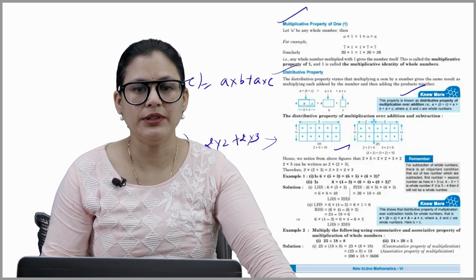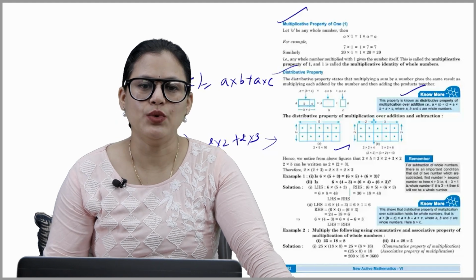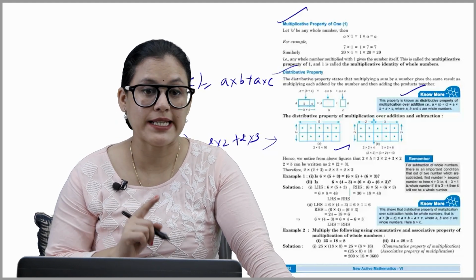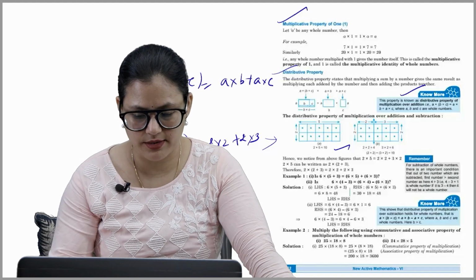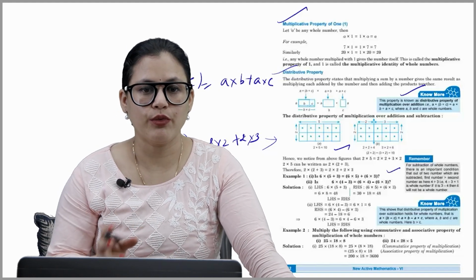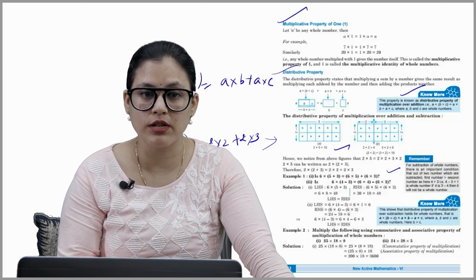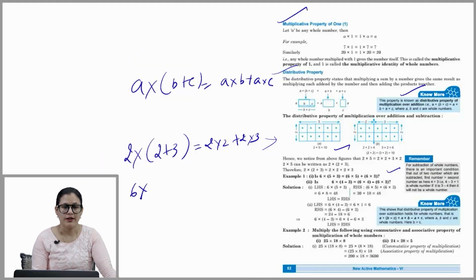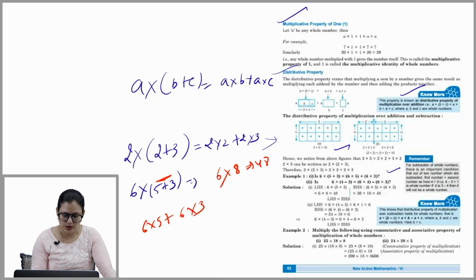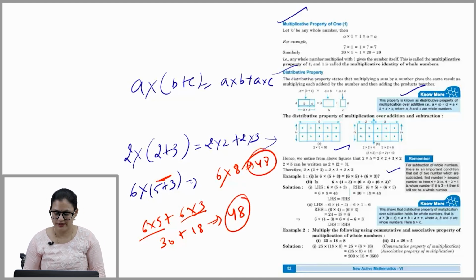Let's do the example. Is 6 into (5 plus 3) equal to 6 into 5 plus 6 into 3? Of course, this is true, or if not, then you can find the product also. See, 6 into (5 plus 3) is 6 into 8, your product is 48. Now, 6 into 5 plus 6 into 3: 6 into 5 is 30 plus 6 into 3 is 18, and the answer is 48. So, this statement is true, right?